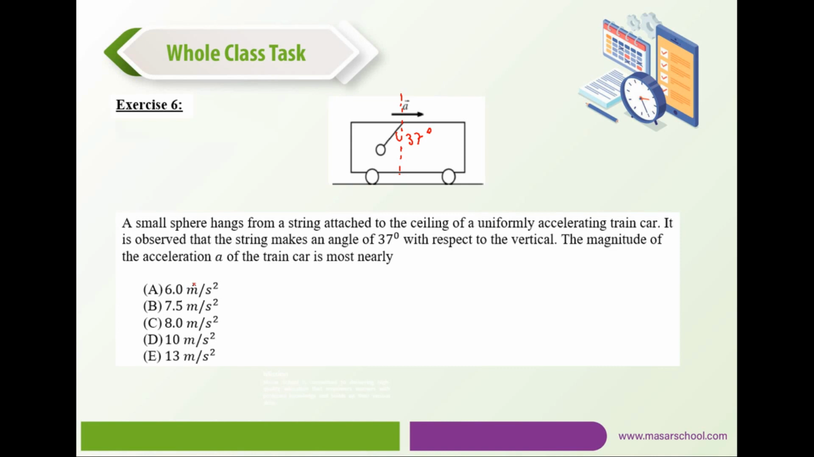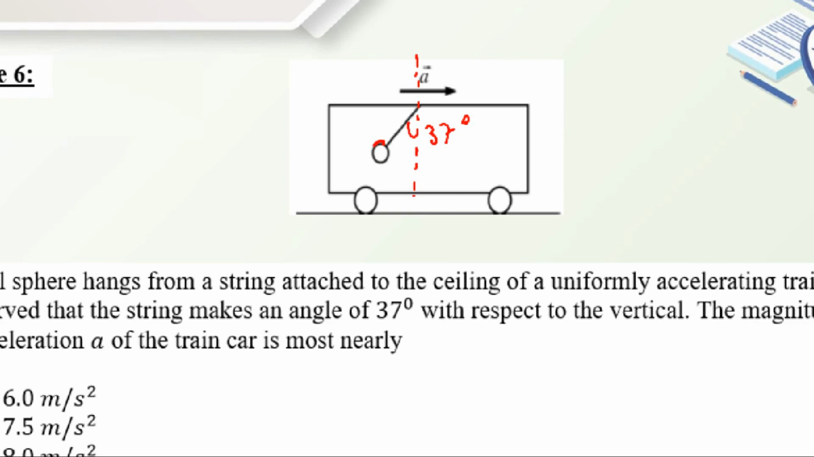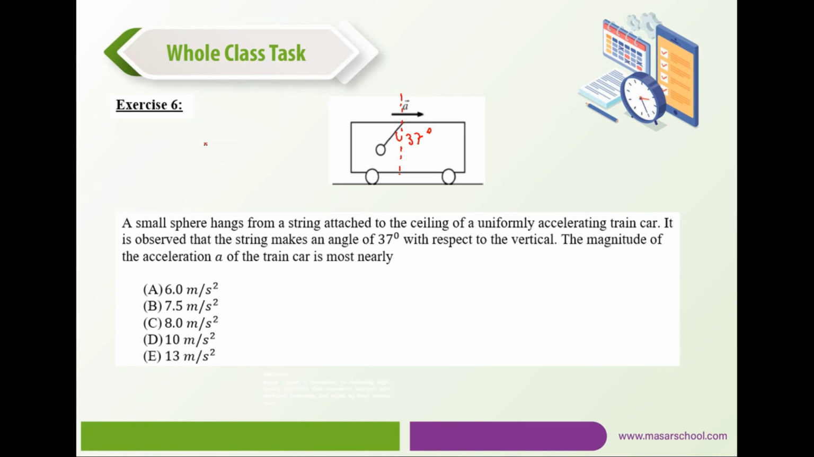The magnitude of the acceleration a of the train car is most nearly what? We need to find the acceleration of the train. The acceleration of the train would be equal to the acceleration of this small sphere, since they are all connected together, and we know that the acceleration of the sphere can be determined by considering Newton's second law. And in order to apply Newton's second law, we need to represent its FBD.